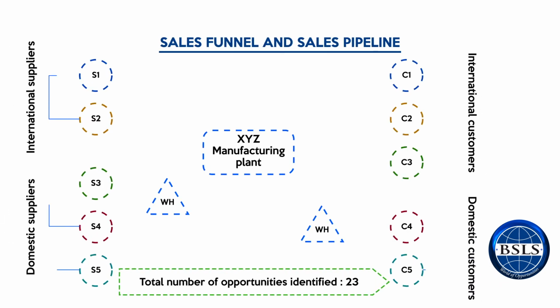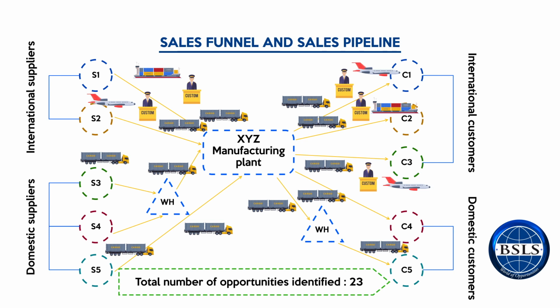Therefore, we can see from this example that a salesperson is able to uncover 23 key opportunities by the use of a network diagram. Network diagram offer three key information to the salesperson, such as product flow in the supply chain, mode of transportation used in the supply chain, and identifying any inefficiencies and wastage that can be removed.